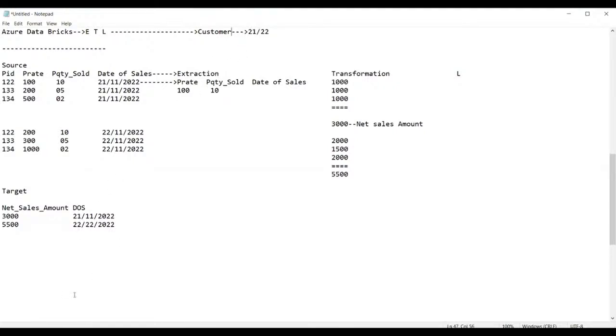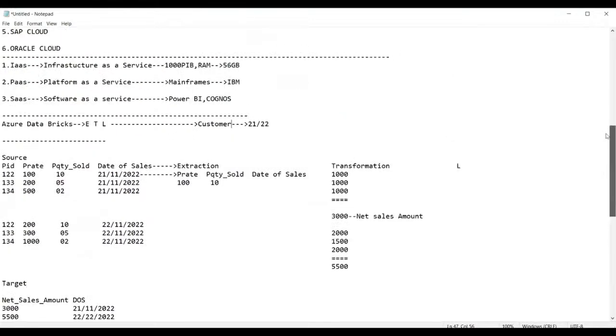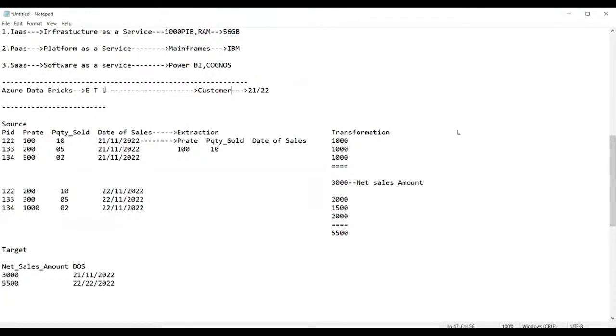Am I right, guys? Everyone? This process is called the process of what? Extraction, transformation, and loading. And this is done by using Azure Databricks. It is done using the service called Azure Databricks, where extraction, transformation, and loading of data is done. Clear, all of you now?